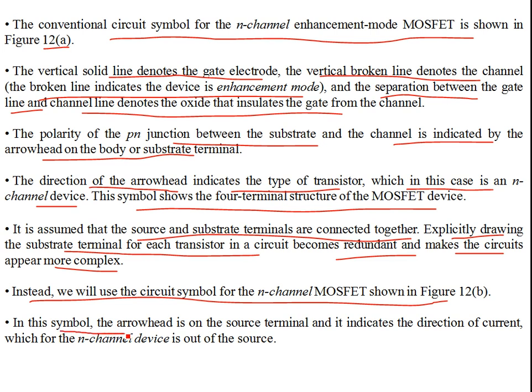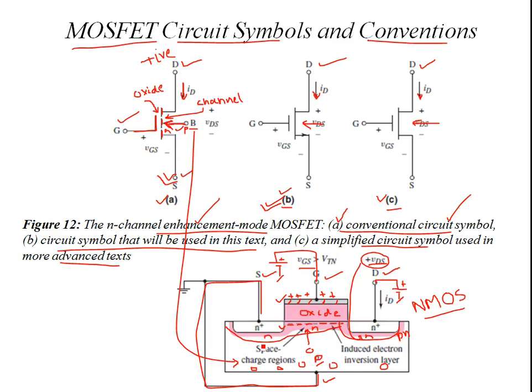In this symbol, the arrowhead is on the source terminal and indicates the direction of current. The direction of current for n-channel is out of the source, as the negative charge is attracted to the positive terminal of the battery. But the conventional current is shown the other way around, from drain to source. So drain to source over here, otherwise it is out of the source.